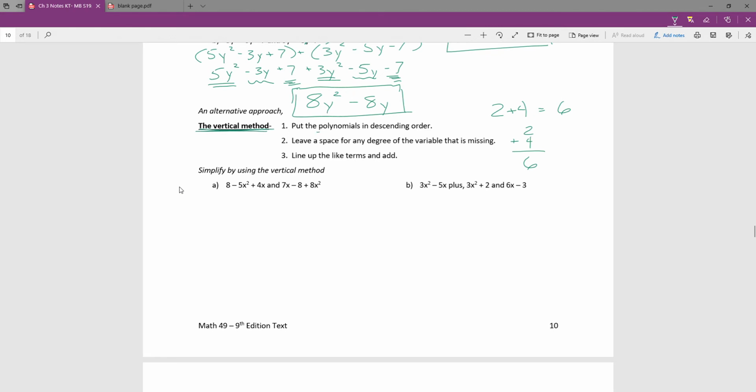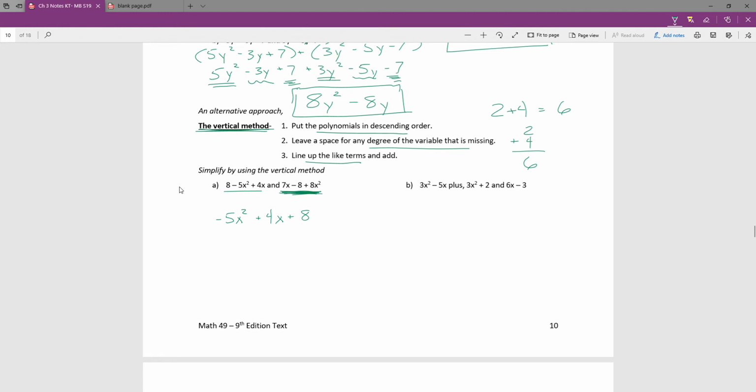We want to make sure that the polynomial is in descending order. If there's any degree of the variable that is missing, write it in as a placeholder with a 0. Then line up the like terms and add. So these are my two polynomials in the first one. I want to rewrite them in descending order. So this would be negative 5x squared plus 4x plus 8. The second one, I'm going to line up underneath it. This one didn't have any missing degrees of the x term, and so I didn't have to put any placeholders in.